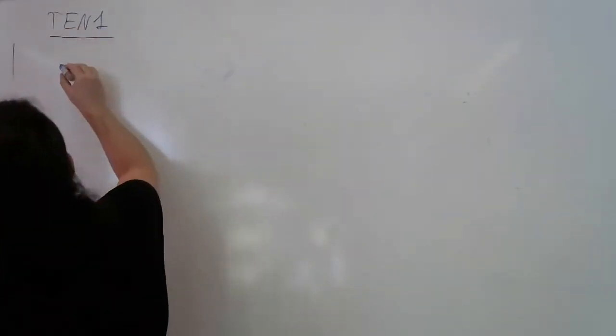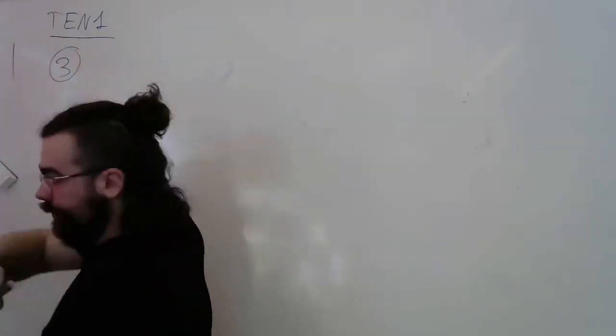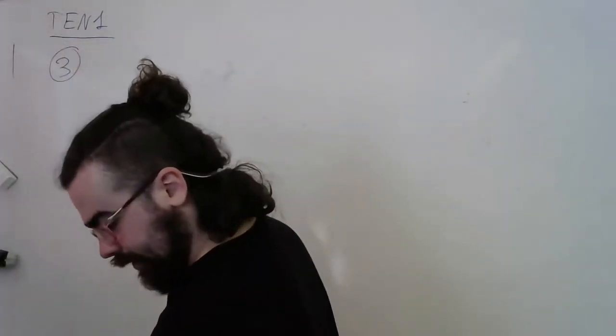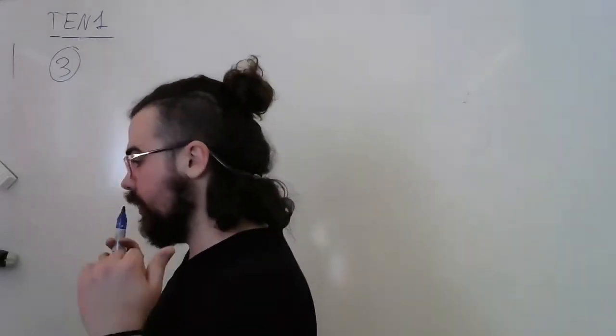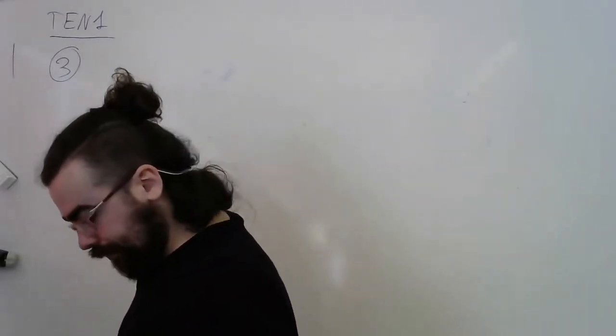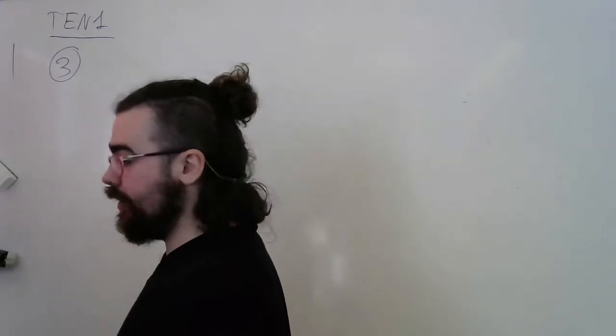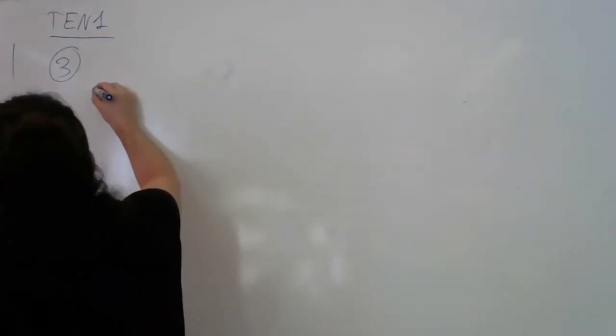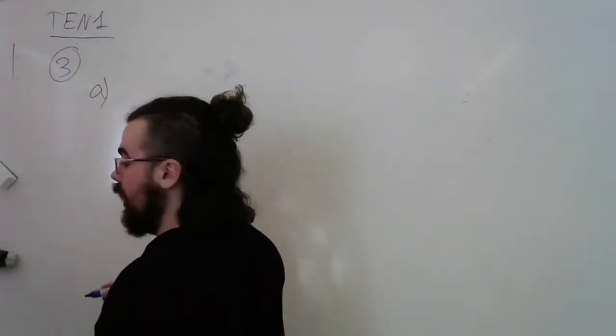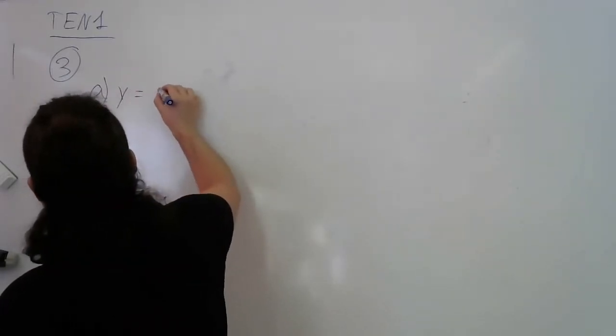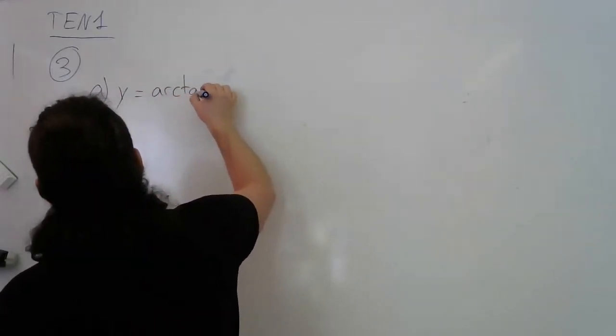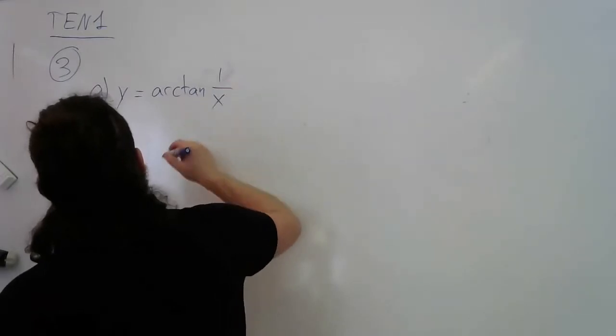Now number 3. Number 3 is the reason why I have told you several times that you definitely should derive perfectly in order to be able to do calculus. We have y equal arctangent of 1 over x.